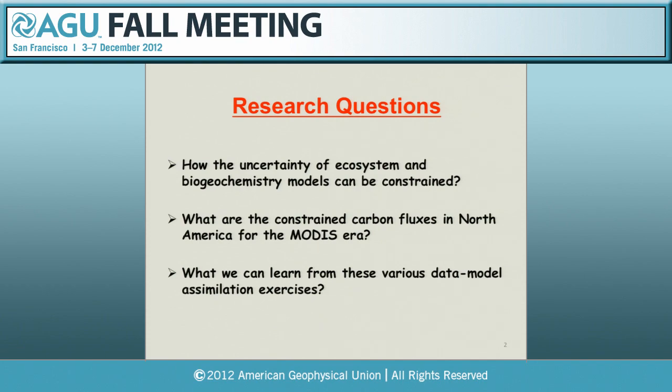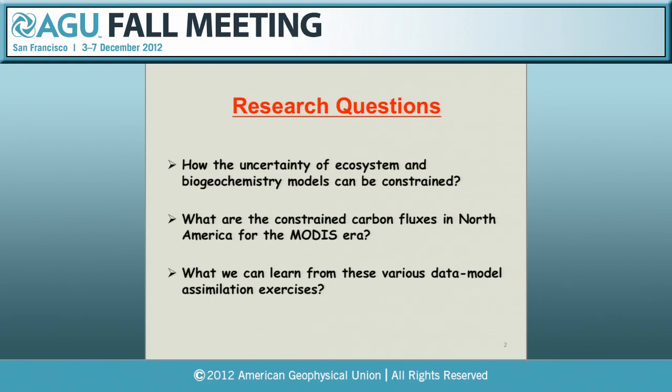There have been lots of studies to assimilate different kinds of observational data into modeling systems to improve the prediction of ecosystem biogeochemical modeling. In this particular study, I would like to ask three questions. One is how the uncertainty of ecosystem biogeochemistry models can be constrained. Particularly, I'm going to focus on how the parameters, one of the uncertainty sources, can be constrained.